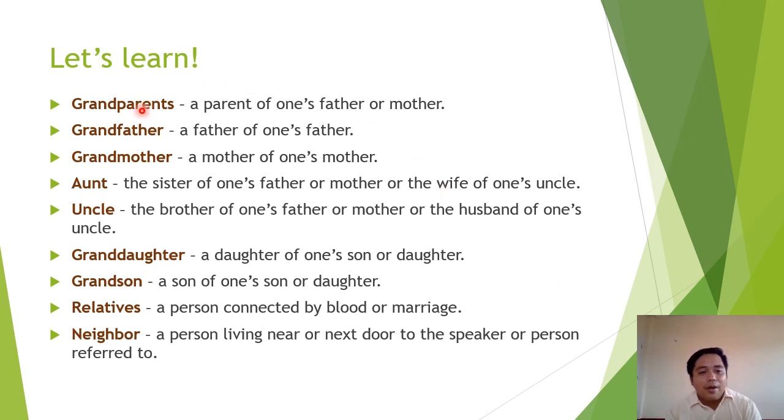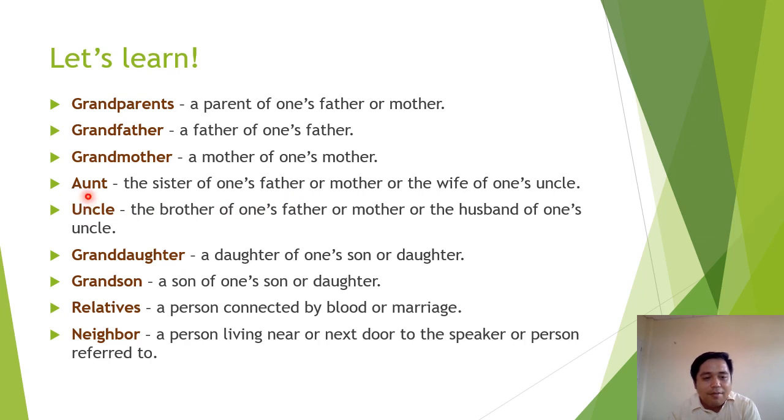So we have grandparents. Grandparents are the parents of one's father or mother. Your father's and your mother's parents are your grandparents. Next, we have grandfather. Who is he? He is the father of one's father. Your father's father is your grandfather. Next, we have grandmother. Who is she? Grandmother is the mother of one's mother. Your mother's mother is your grandmother.